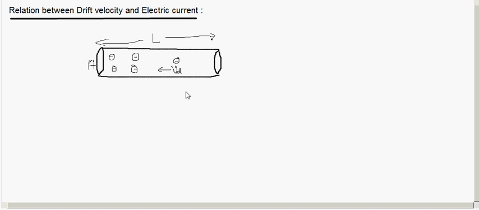So let us say an electric field E is present in this conductor. We'll write what are the things. So L is the length of the conductor. Consider a conducting wire of length L. A is the area of cross section.